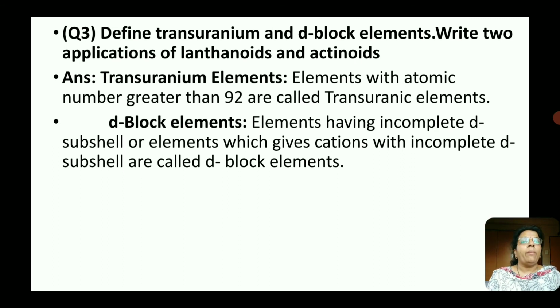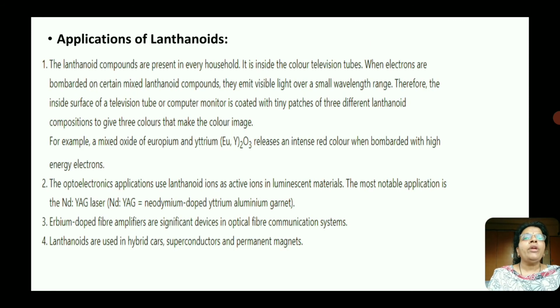Then d block elements. The elements having incomplete d subshell or elements which give cations with incomplete d subshell are called d block elements. That is, in the case of d block elements, valence electron enters the d orbital or d subshell. Then we are going to see applications of lanthanoids.